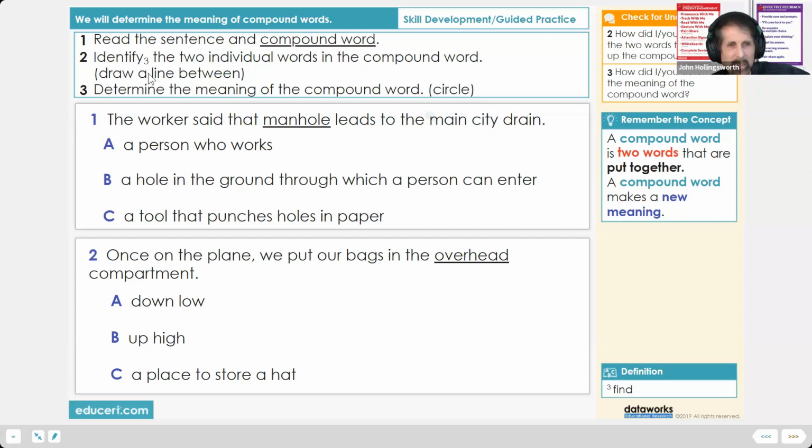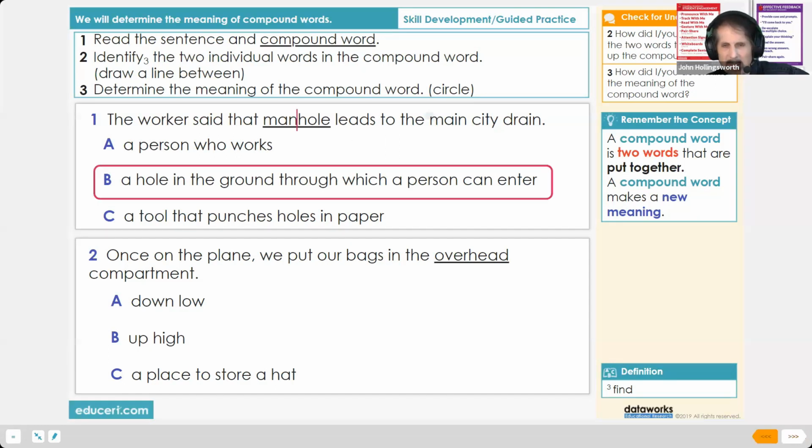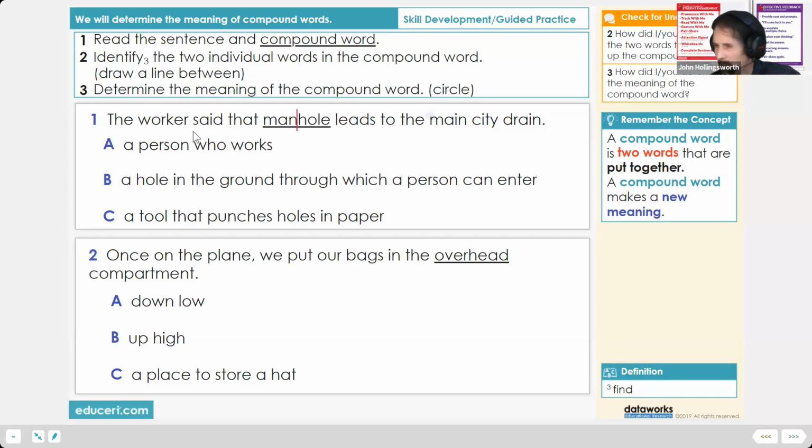Now, let's see what it does. It says read the sentence. We're going to read the sentence. A worker said that manhole leads to the main city drain. Let's read together. Okay, Nando says what? Identify the words in it. So we've got two words in there. I'm going to do the first one, and it's easy. I can see man and whoops, I clicked too far. You see what I mean?